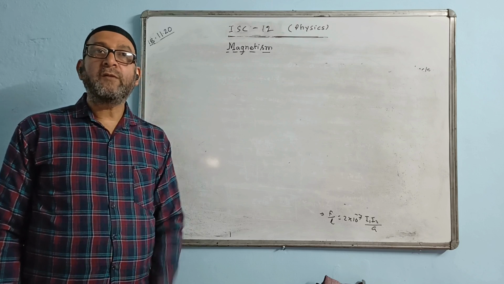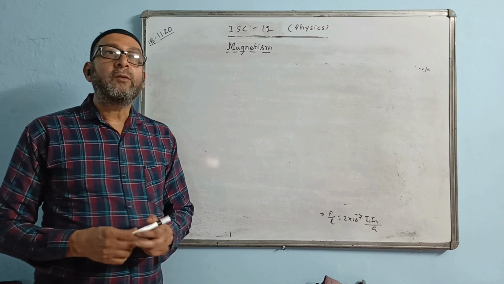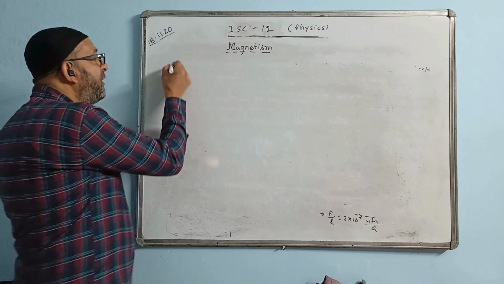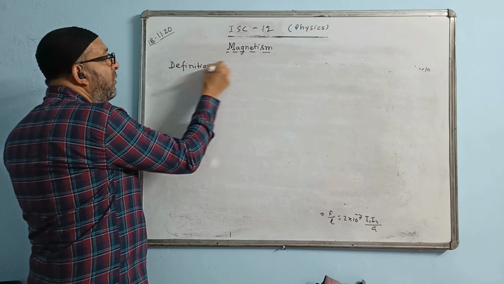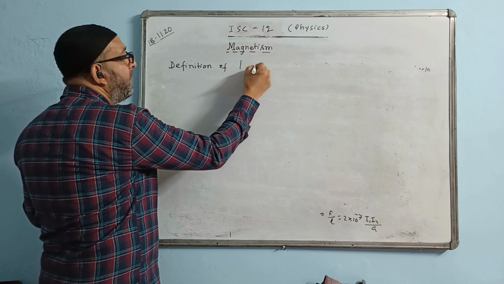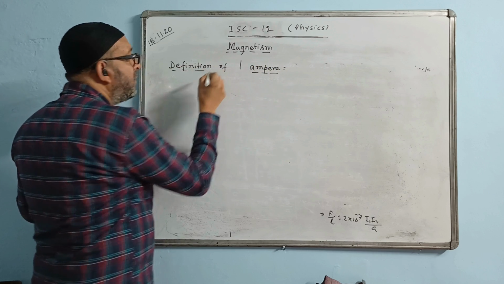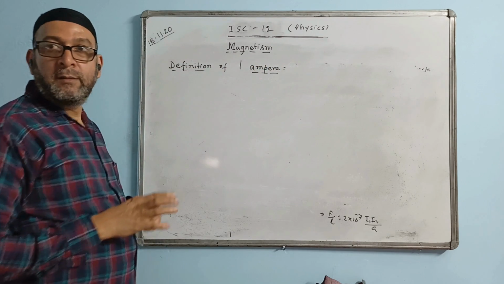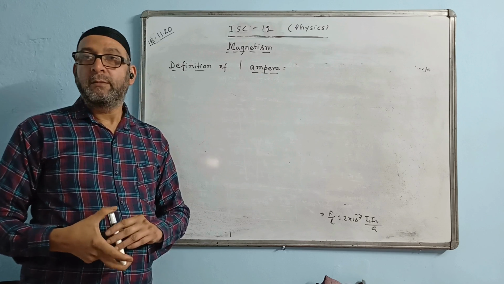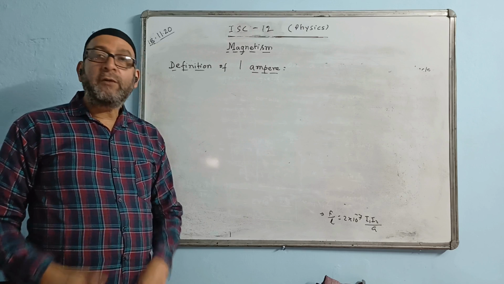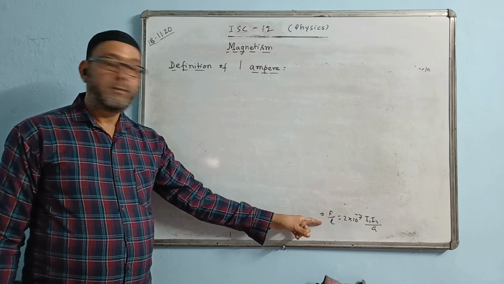Okay, these are the two laws of parallel currents. Now, one important thing here is the definition of 1 ampere. We know ampere is the unit of current. Now we are going to define 1 ampere. The definition of 1 ampere we give on the basis of this equation here.